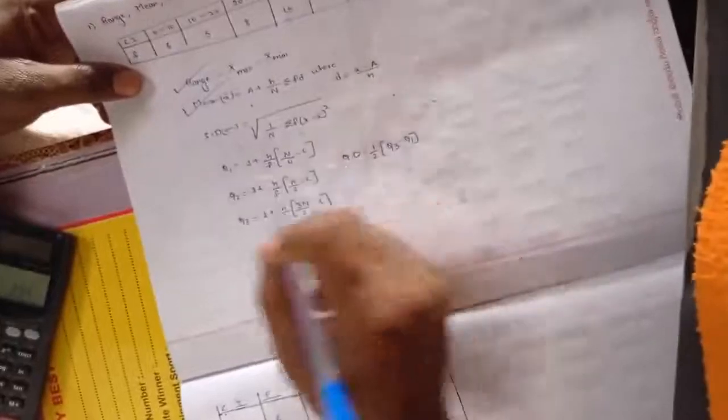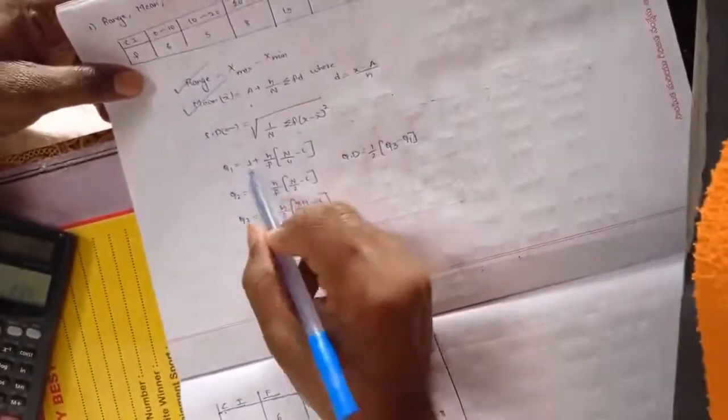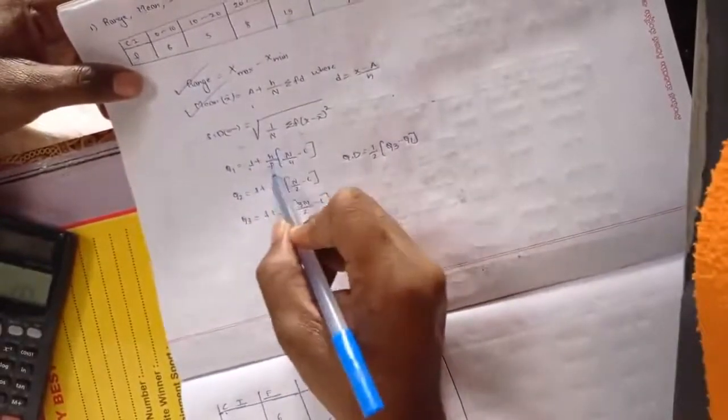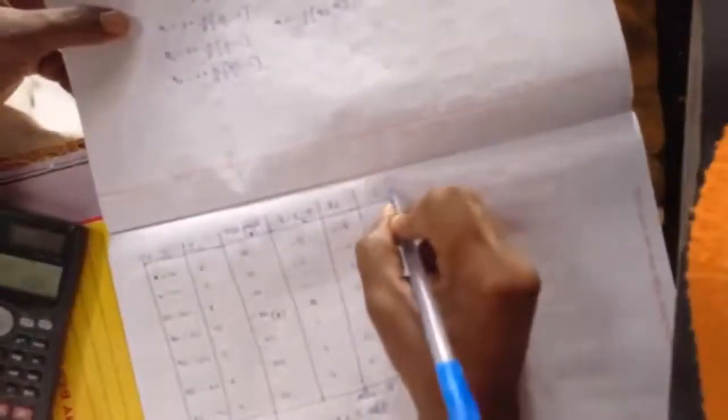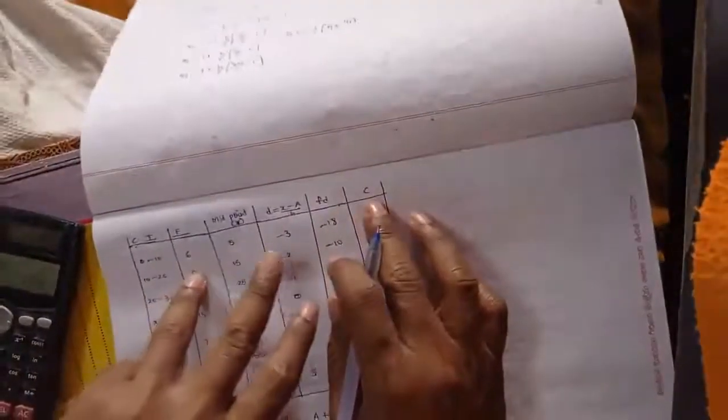So now let us go to the quartile deviation. Let us find the quartile deviation. L is the lower limit, h is the height, f is the frequency, n is the sum of the frequencies, and c is the cumulative frequency. So let us draw a column of cumulative frequencies, calculated based on the frequency column.